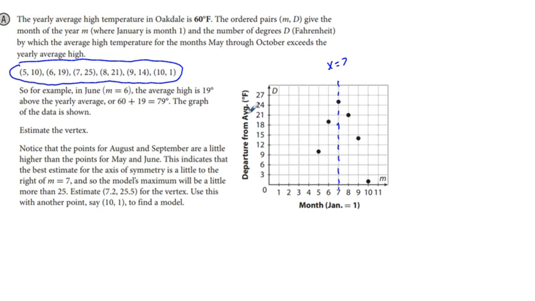Departure from average temperature, okay. So I'm going to say 7, comma 25. That's going to be our vertex. And then for a second point, I'm going to choose this one right here. This one is going to be 10, comma 1.